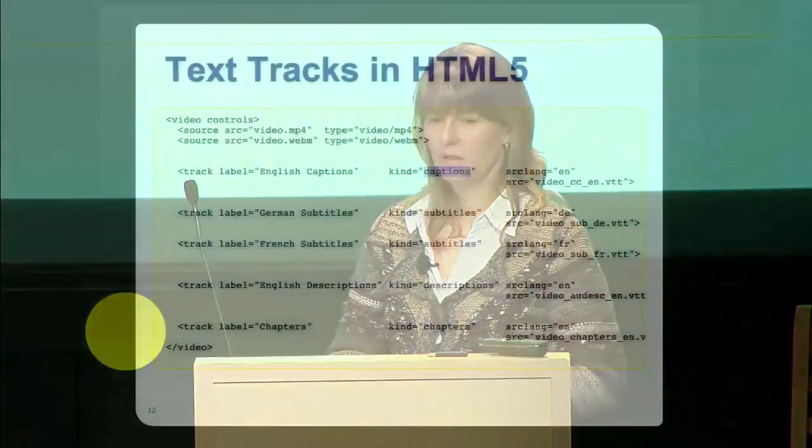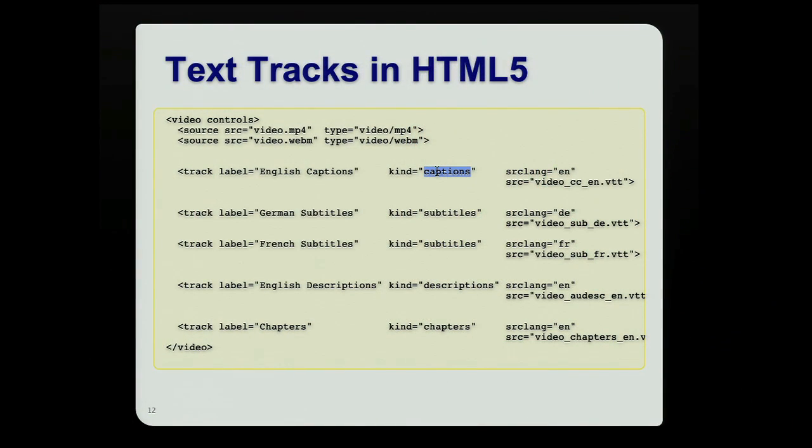It links to the VTT file, and there is some description possible for the type of file it is. So we have a label. In this case, it's an English caption. We have a kind, which gives us a means to group all the tracks of the same type together. A code sample lists a source video and a series of tracks with the following labels: English captions, German subtitles, French subtitles, English descriptions, and chapters. Each track has attributes kind, src lang, and src, with the src containing a URL to the WebVTT file. The sample contains the kinds captions, subtitles, descriptions, and chapters.